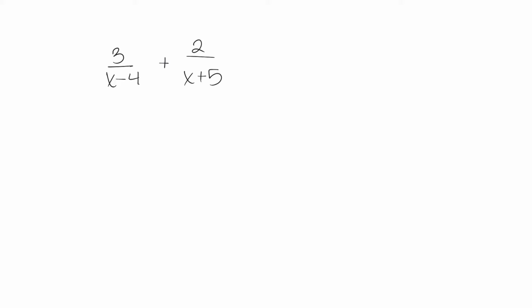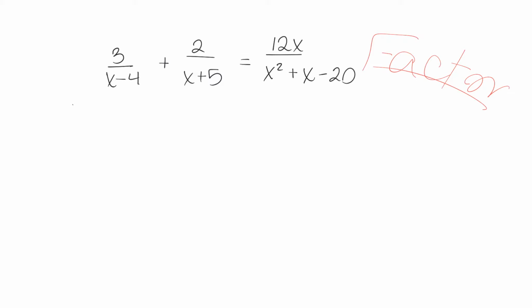So we have 3 over x minus 4 plus 2 over x plus 5 equals 12x over x squared plus x minus 20. Now, this is looking a little crazy, but what is this? It's a quadratic, and what do we know about quadratics? What's always our first move? Factor, factor, factor, factor. And if we factor this thing, what two numbers multiply to negative 20 and add to 1?